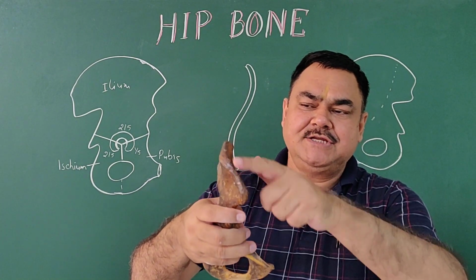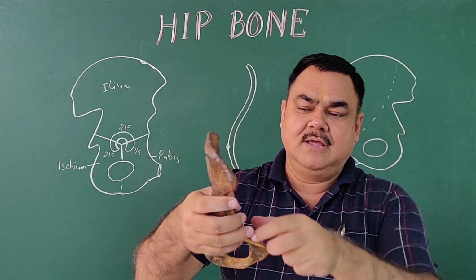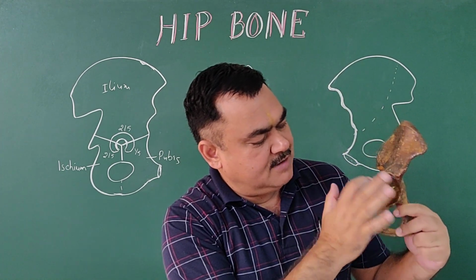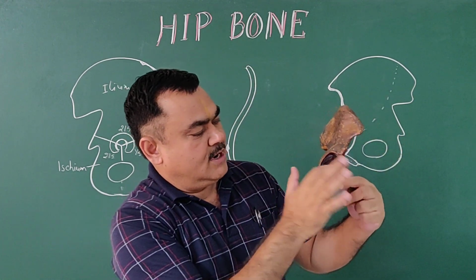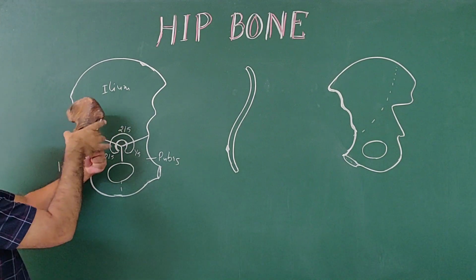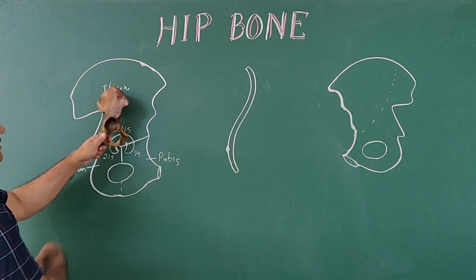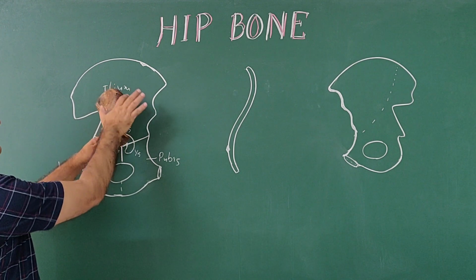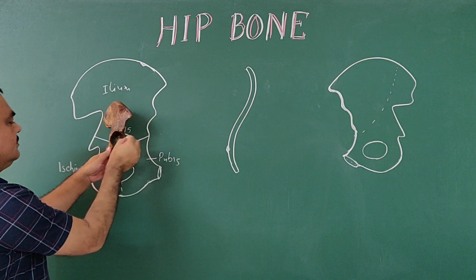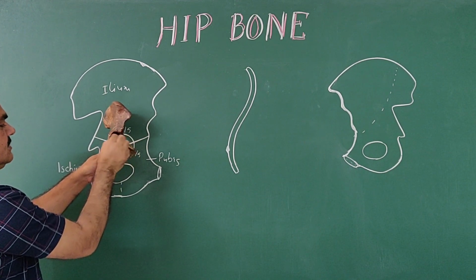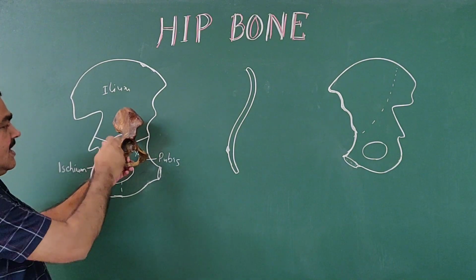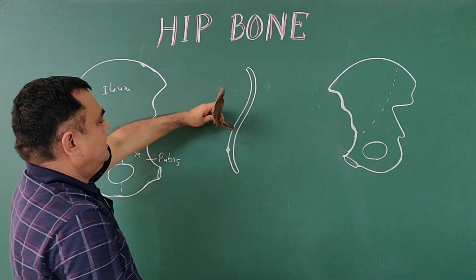This is the iliac crest, and here is the acetabulum, and here are the lines of division of the acetabulum. So it has 2 ends. If you see, this is the upper end, this is the lower end. The upper end forms the iliac crest. If you see the iliac crest, it is like this.